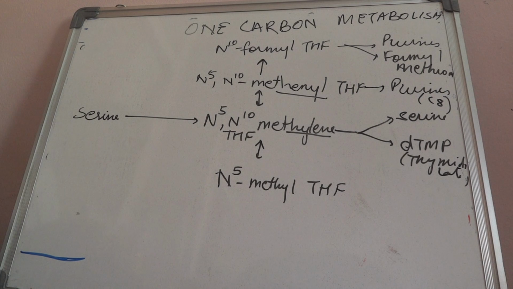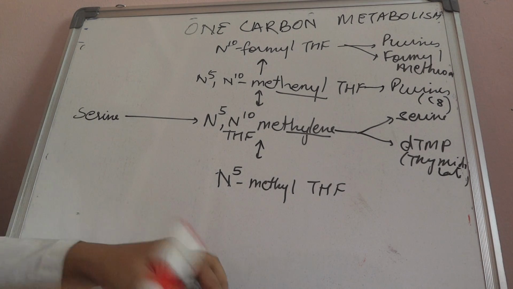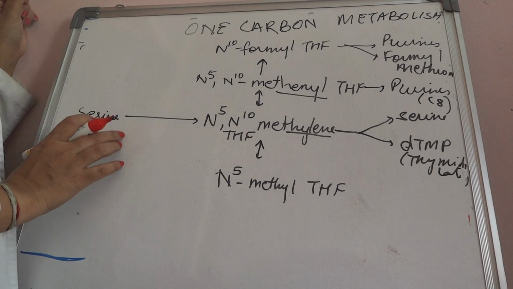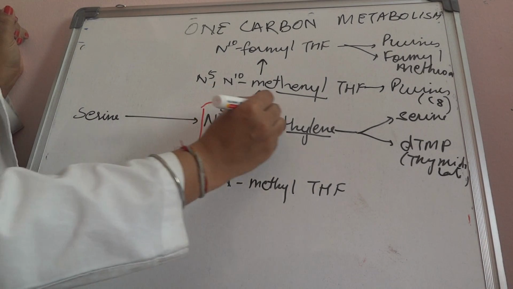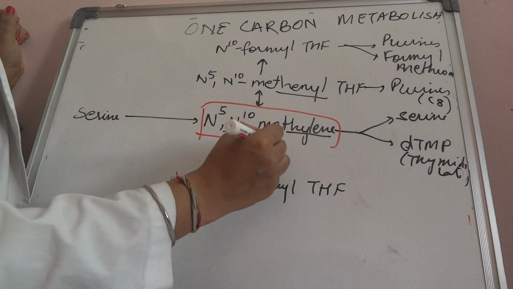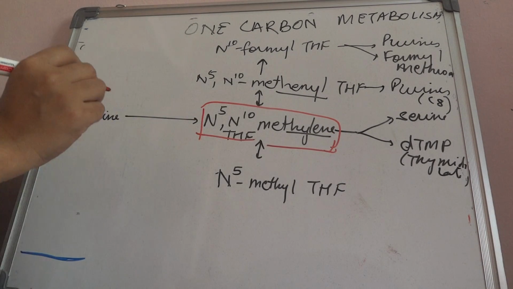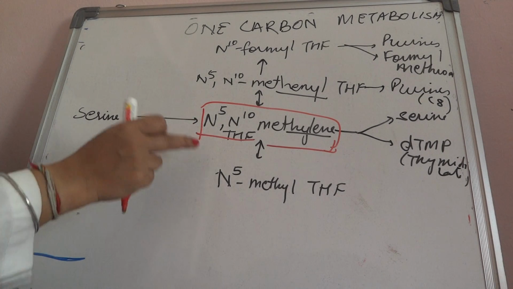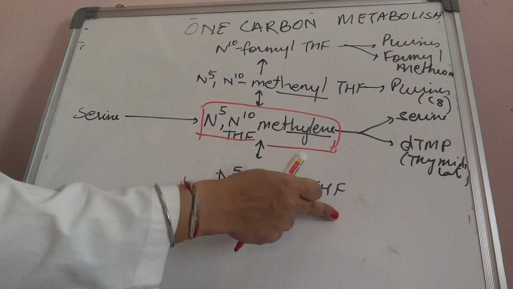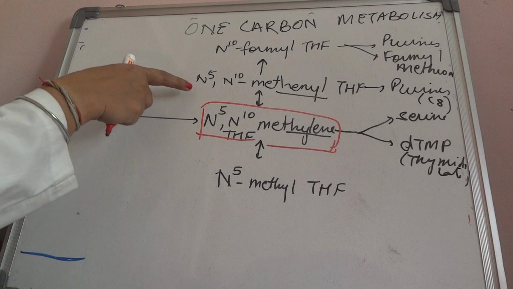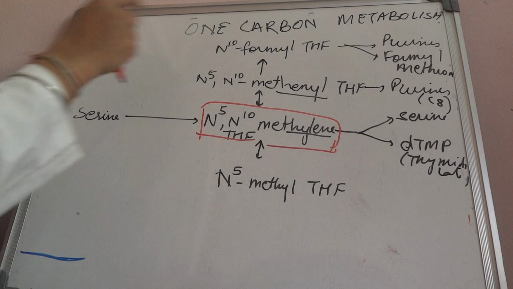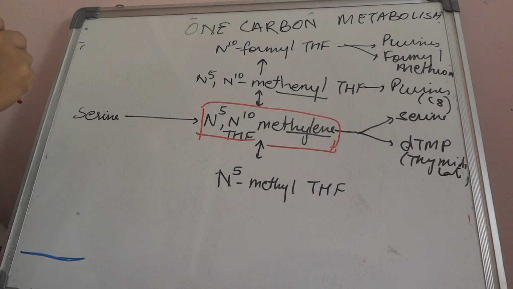So this is in a very nutshell the 1-carbon metabolism where this reaction is taking place. Serine forms N5N10 methylene tetrahydrofolate. This is the most important step to remember. Then you go 2 arrows upwards, 1 arrow downwards. 1 arrow downwards you form N5 methyl tetrahydrofolate. The upwards arrow you form N5N10 methenyl tetrahydrofolate, which forms N10 formyl tetrahydrofolate.